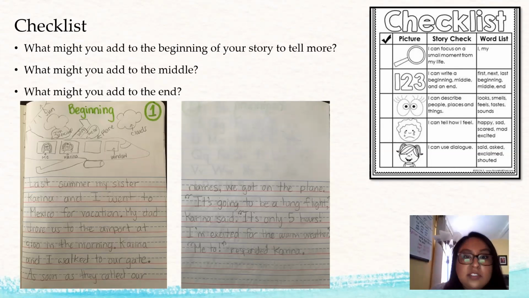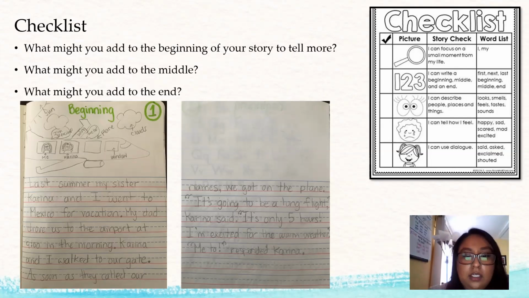And so questions to think about are, what might you add to the beginning of your story to tell more, to answer this question? What might you add to the middle? And what might you add to the end? So go back and reread your story and think about these questions. What else can I add to respond to the prompt? A time that you have experienced something that you felt was unfair. Okay, that you felt was unfair.